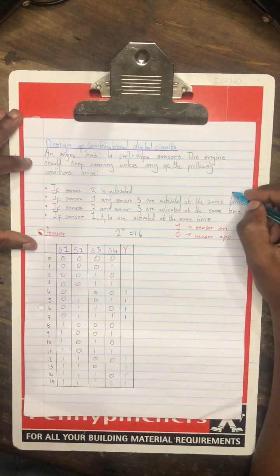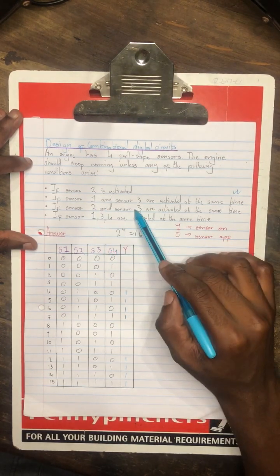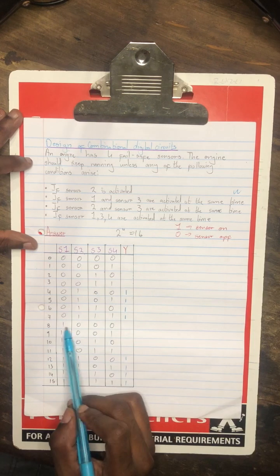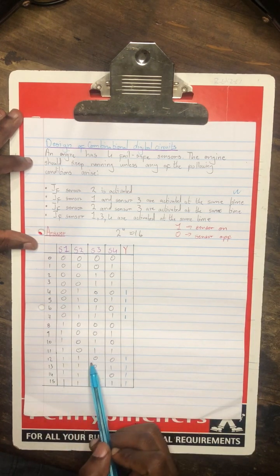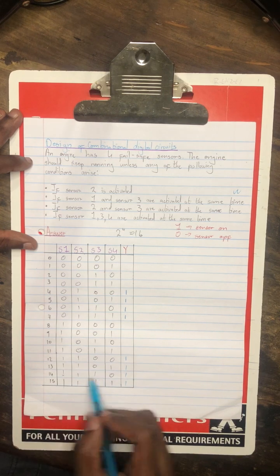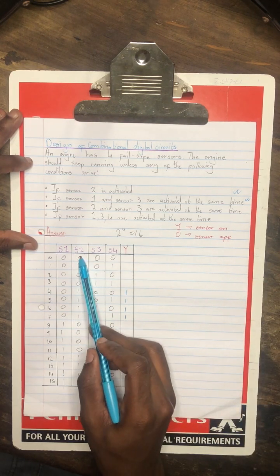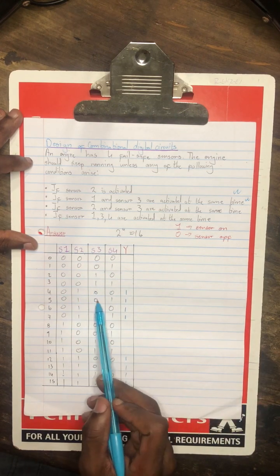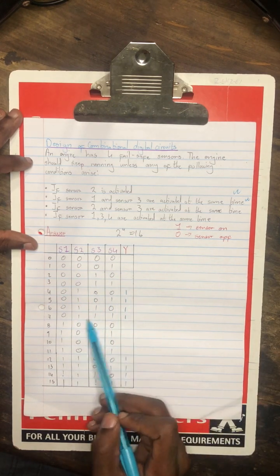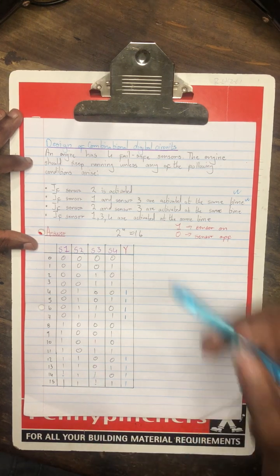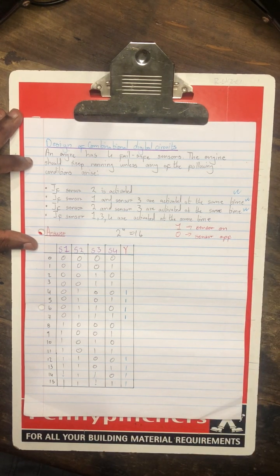And then we go on to condition number 2. It says if sensor 1 and sensor 3 are activated at the same time. So we come down to where sensor 1 and sensor 3 are activated at the same time, and you can tell that it is here and here, and you already have 1, so it is already represented, so we just mark it off. And then our other condition is that if sensor 2 and sensor 3 are activated at the same time. So we come down to sensor 2 and sensor 3. If they're activated at the same time, then we represent it with a 1, like here, 1, 1, and that's it. So condition number 3 has already been covered.